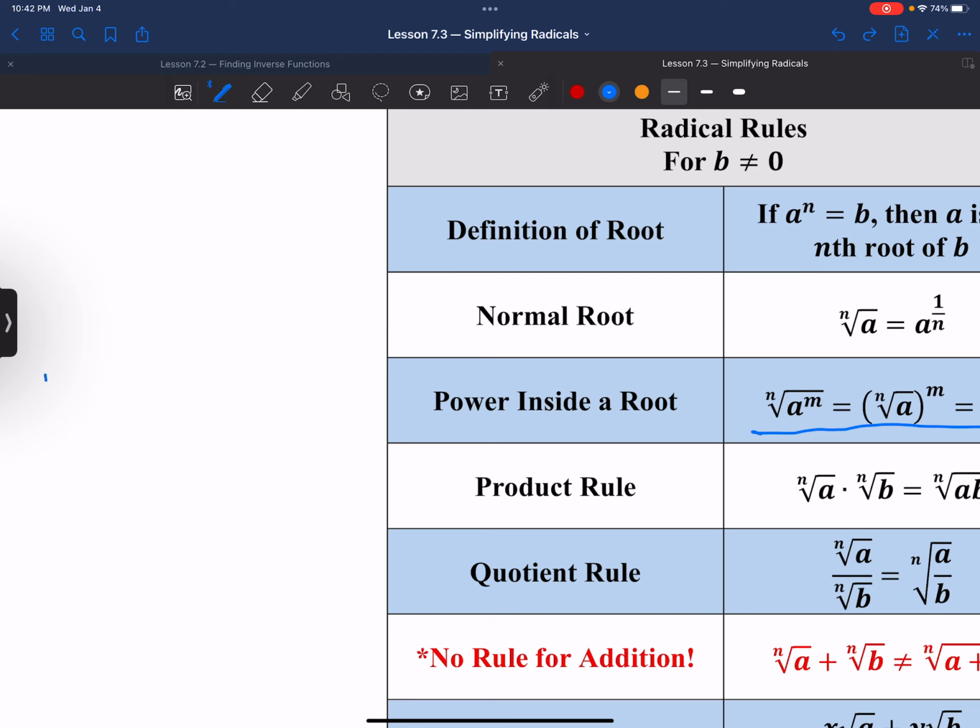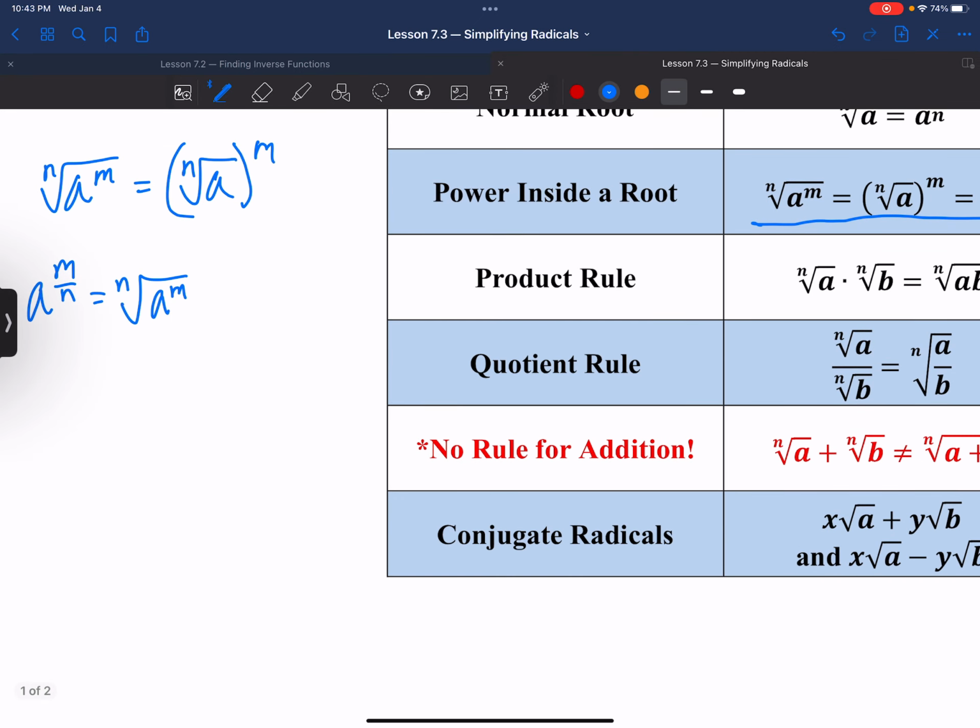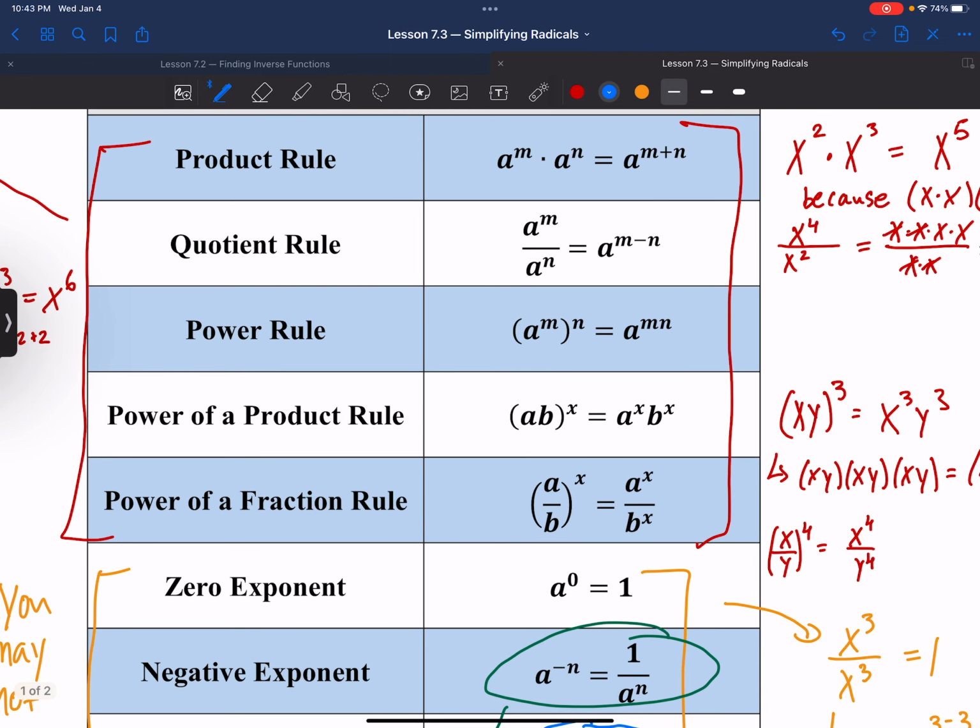So why can I say that the nth root of a to the m is equal to the nth root of a to the m, right? Why am I allowed to do that? Well, I am defining a to the power of m over n as the nth root of a to the m, right? So if I look at this, I'm going to use the power rule of exponents here.